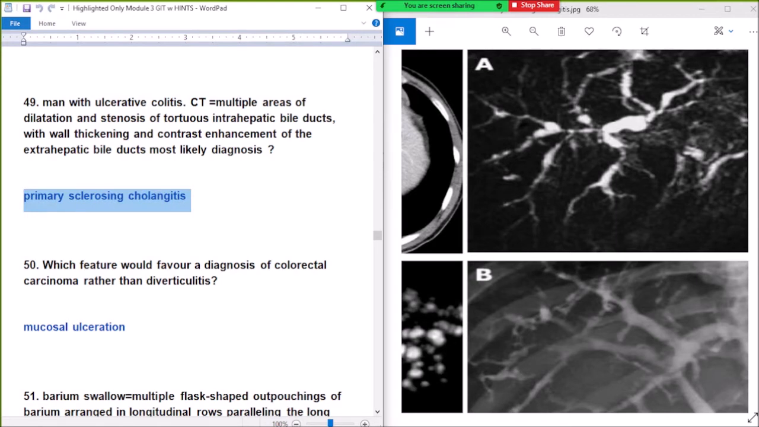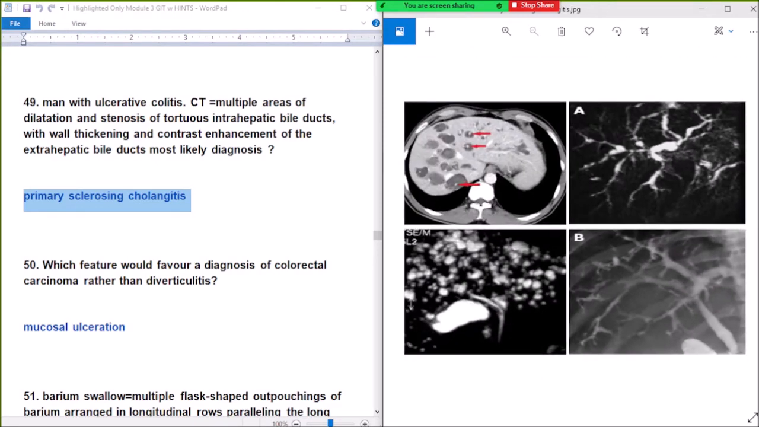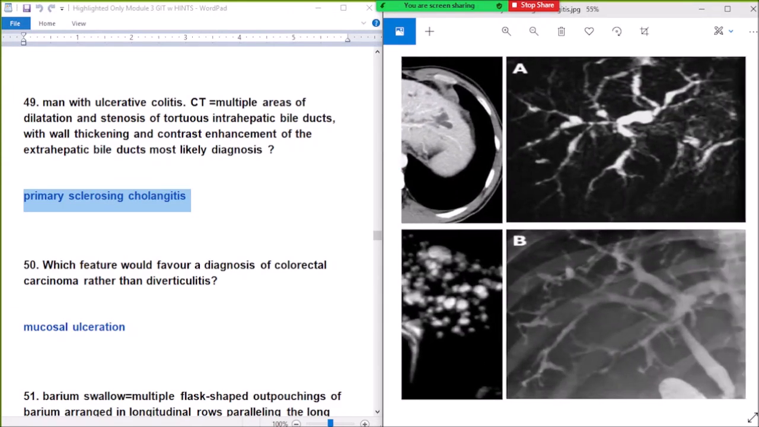A man with ulcerative colitis. CT scan shows multiple areas of dilatation and stenosis of intrahepatic bile ducts, which are tortuous, with wall thickening and contrast enhancement of the extrahepatic biliary ducts. Most likely diagnosis: primary sclerosing cholangitis.